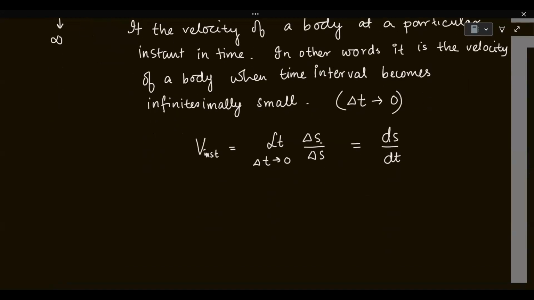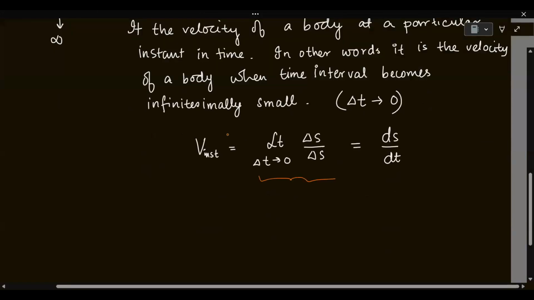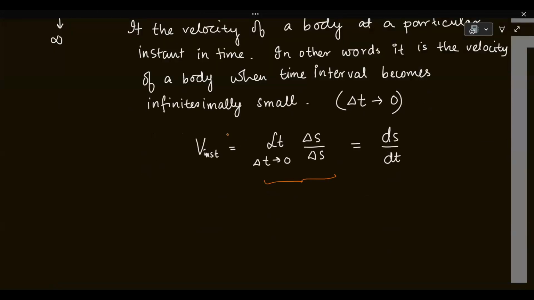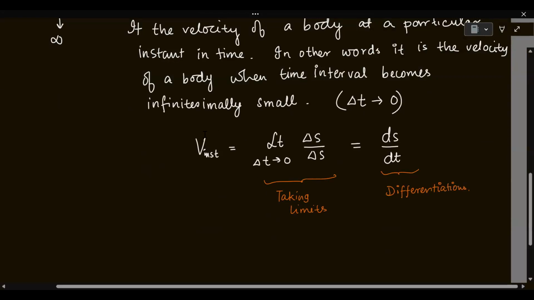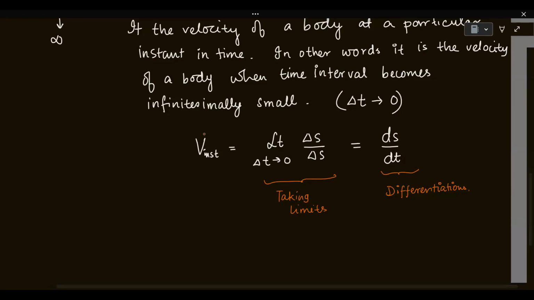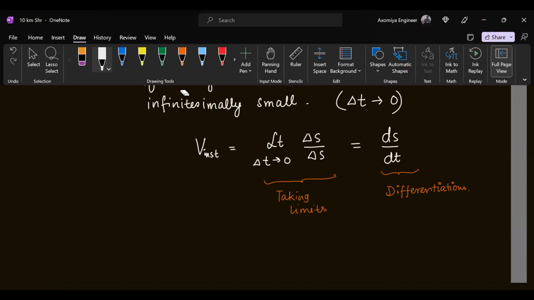Now you can write with a different color. This is taking limits. This is known as differentiation. I'll teach you both, but you've got to have patience. So it should be delta S by delta T. My bad, guys. It should be delta S by delta T.